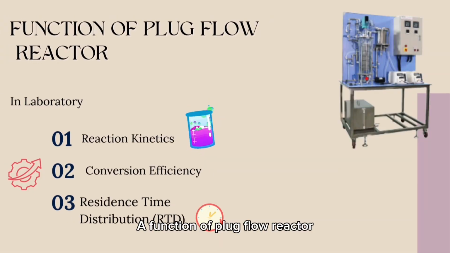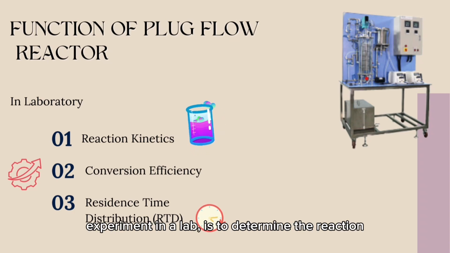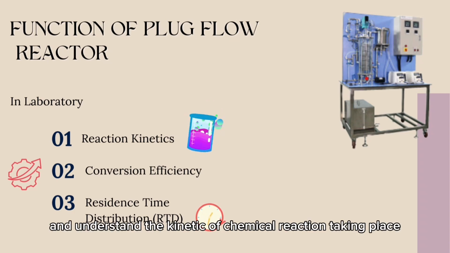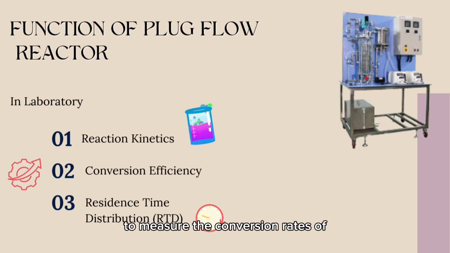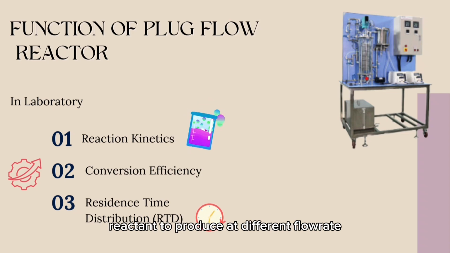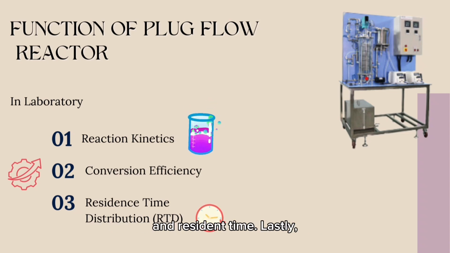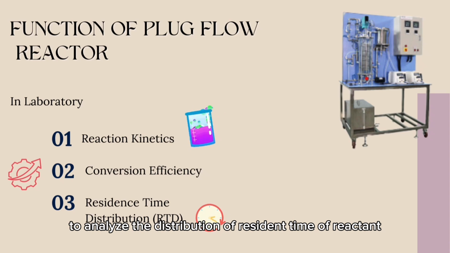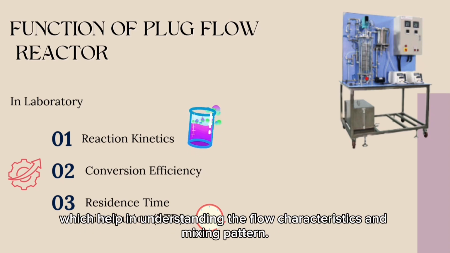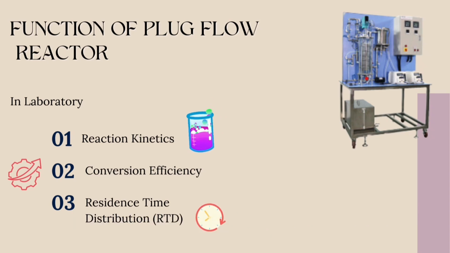A function of a plug flow reactor experiment in a lab is to determine the reaction rate constant and understand the kinetics of the chemical reaction taking place within the reactor. Next, to measure the conversion rates of reactant to product at different flow rates and residence times. Lastly, to analyze the distribution of residence time of reactant within the reactor, which helps in understanding the flow characteristics and mixing pattern.